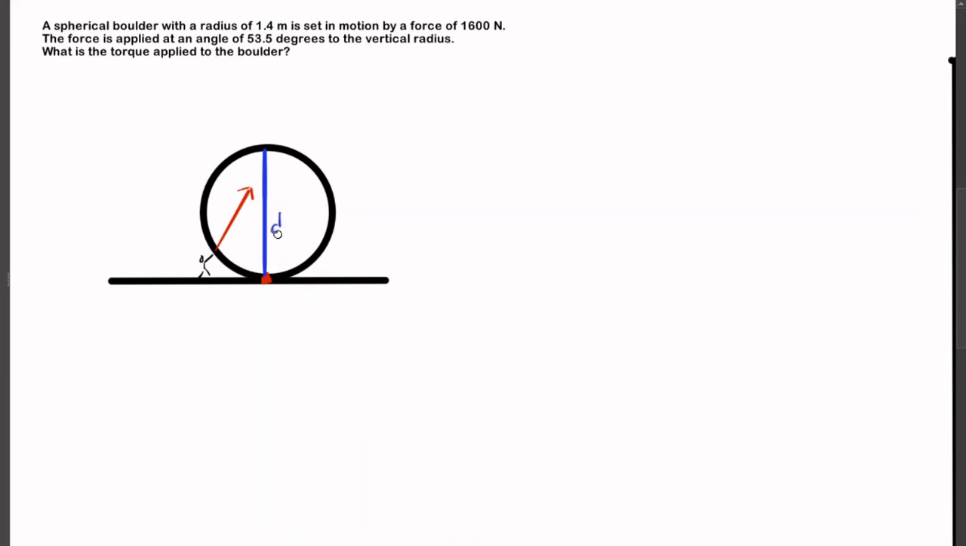But we don't really like d, right? We want to talk more in terms of the component of d that meets at a right angle to this force. All right? So we want to figure out what this value is, because this value is r. So we have to remember that r equals d sine theta. And we know that this angle that we talked about right here is 53.5 degrees.